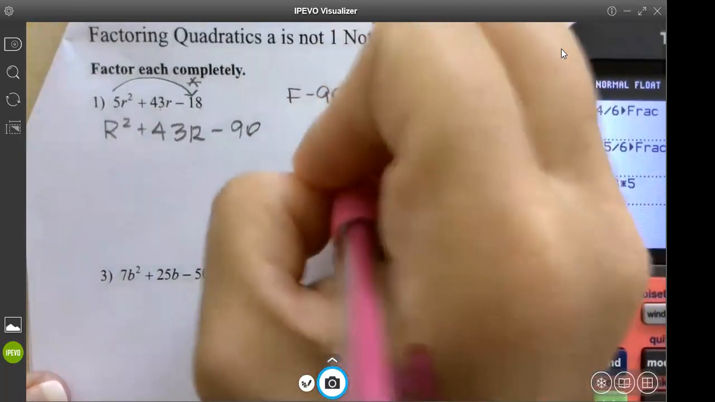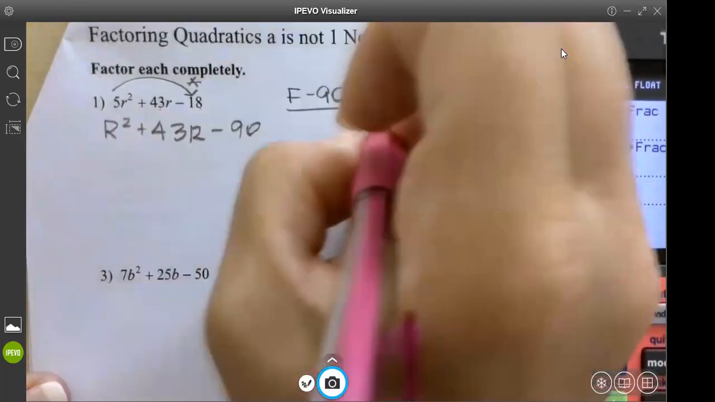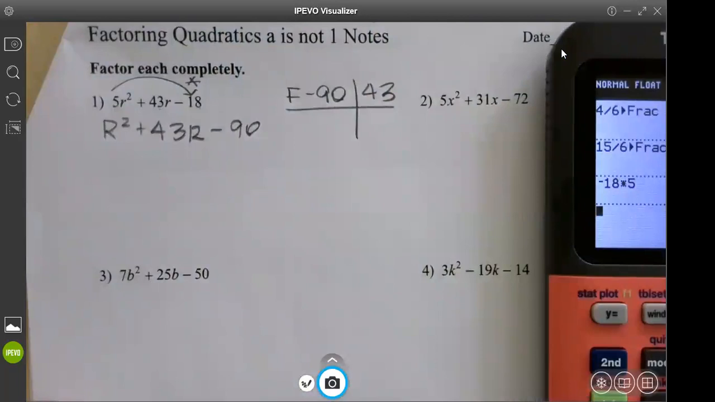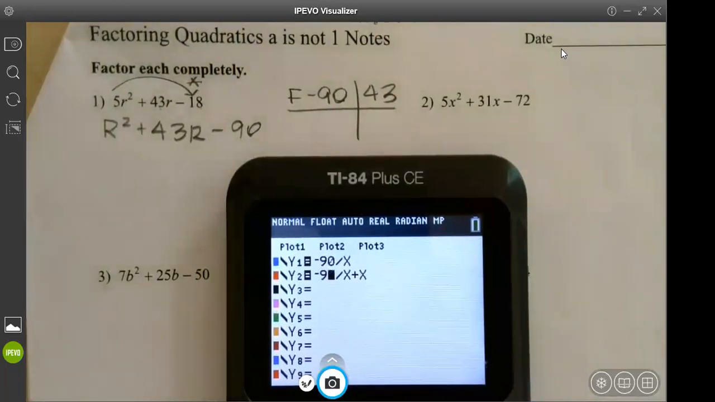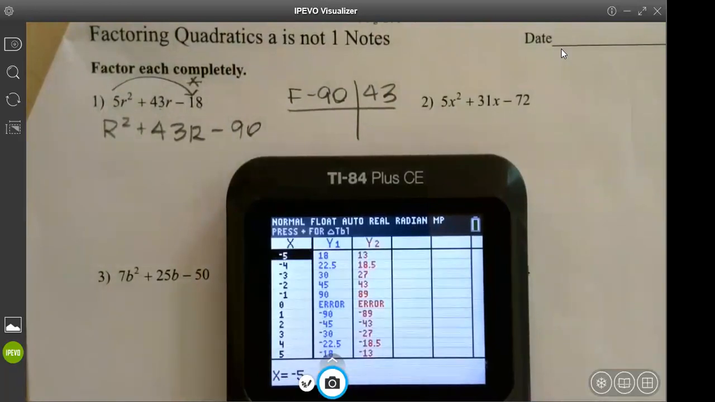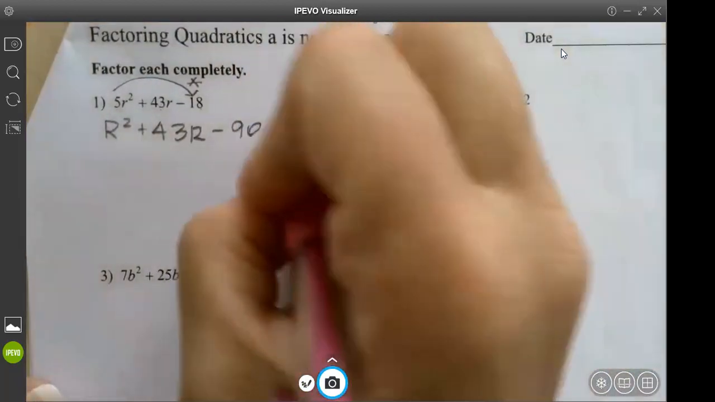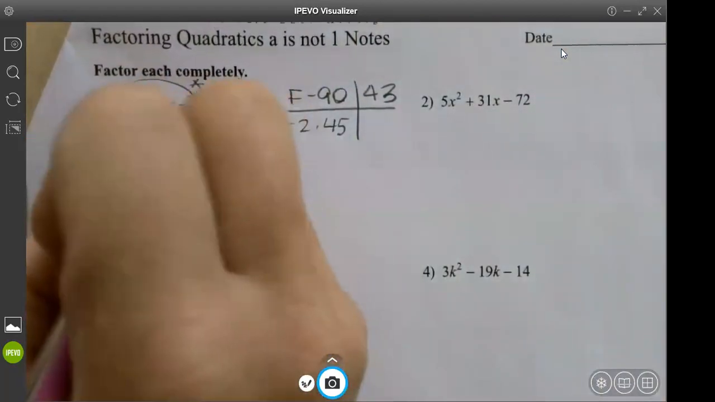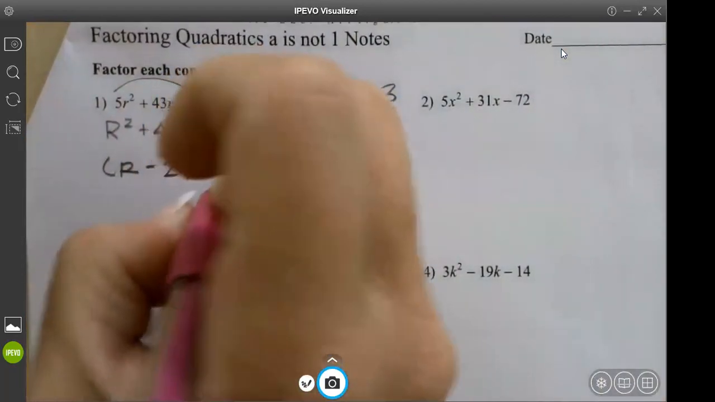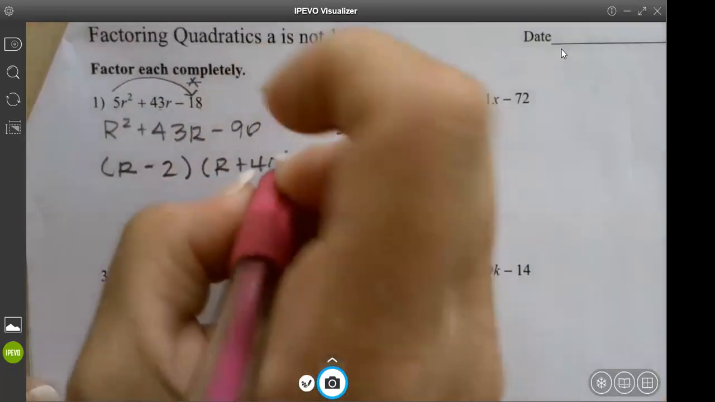We're going to do factors of the last, negative 90, that add to 43. So this is not new. This part's the same. We're going to do negative 90 in our calculator. Instead of clearing it out, just type over it, guys. And we're looking for 43. Negative 2 and 45. So we're going to write this down. Our letter was R and a negative 2, R and a positive 45.